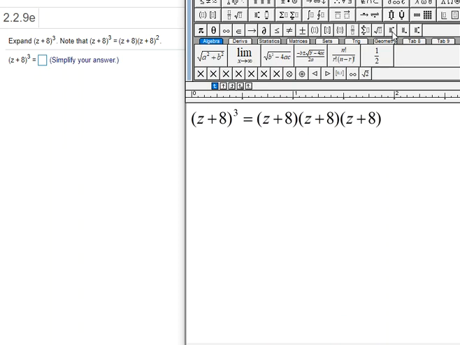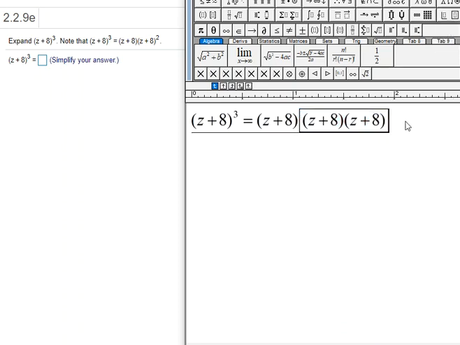Because I can only do 2 of those at a time, I'm going to focus on just 2 of them right now. So I'm going to put a box around them to say those are the 2 that I'm going to work on. I'm going to keep one of the z plus 8s that I haven't worked on, and work inside this box for the other portion.